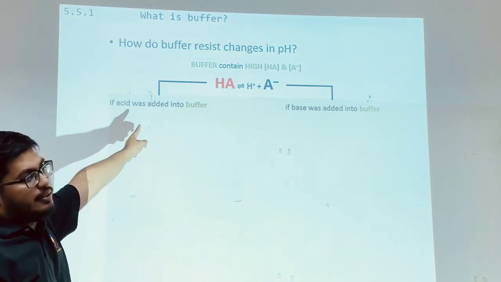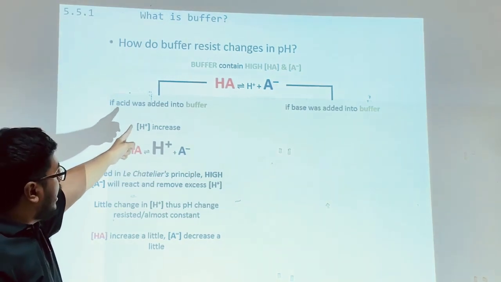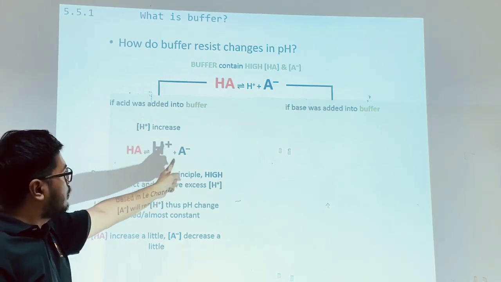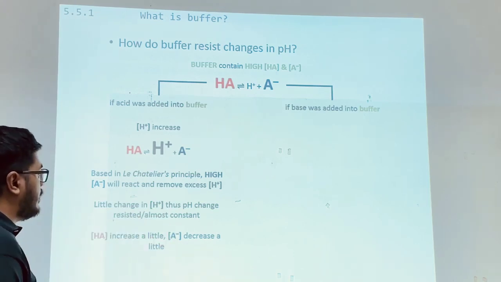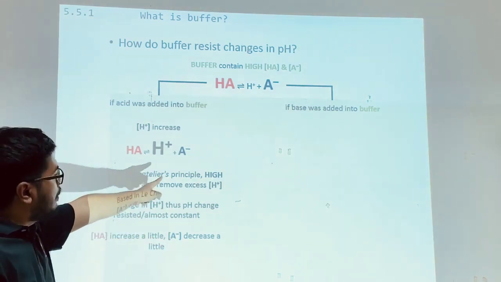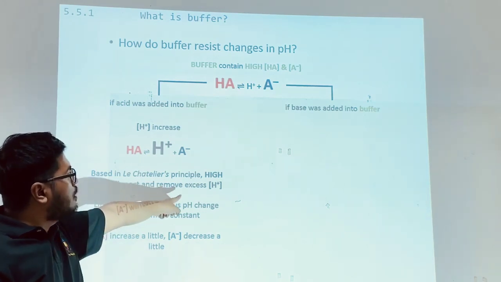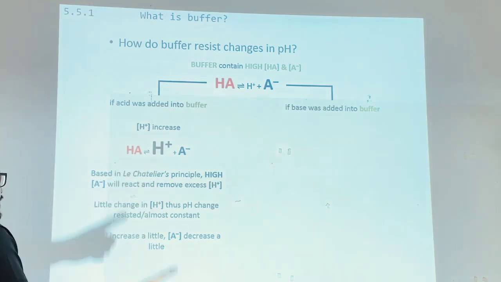So if we add acid into the buffer, the H plus concentration will increase. So the H plus concentration increases. Based on Le Chatelier's principle, the high concentration of H plus means that since there is a lot of A minus, it will react with the H plus.